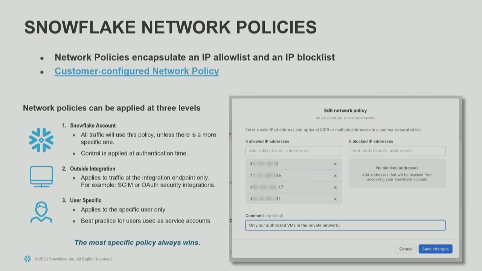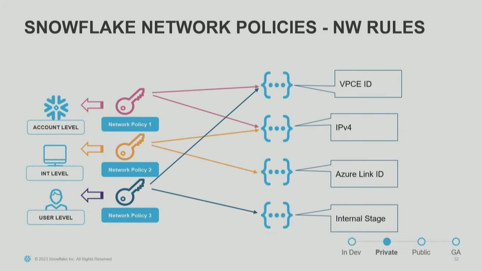So what we have done is introduce something called network rules. A network rule is a schema-level object that is a logical grouping of identifiers, like IPv4s, but we have also added support for cloud identifiers, like VPC IDs or link IDs. So now if you have private link connectivity deployed to your Snowflake account, you can use these cloud identifiers to restrict access. I'll talk about what the benefits of these are. Not only that, you can use the same network rules to restrict access to internal stages. And these network rules get referenced in a policy, and they are evaluated separately. I'll show you an example of what that looks like.